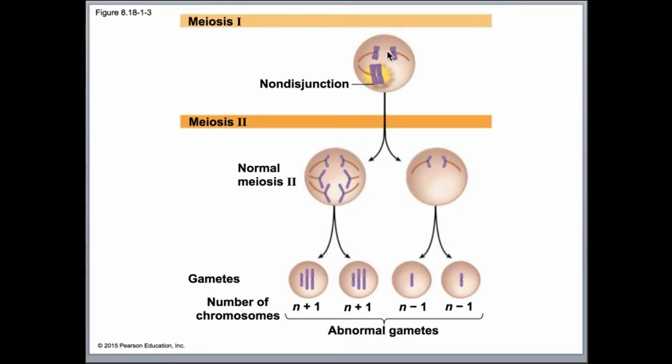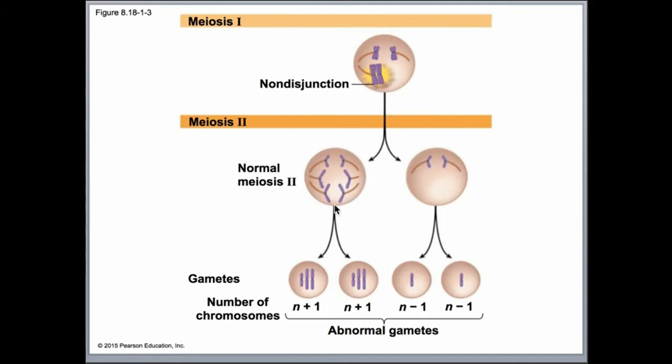So the cell's going to divide in half here. So now this cell has too many. It has one small chromosome and 2 large chromosomes. And this one has none of the large chromosome. It's missing a whole bunch of genetic information, but it just has the smaller chromosome.